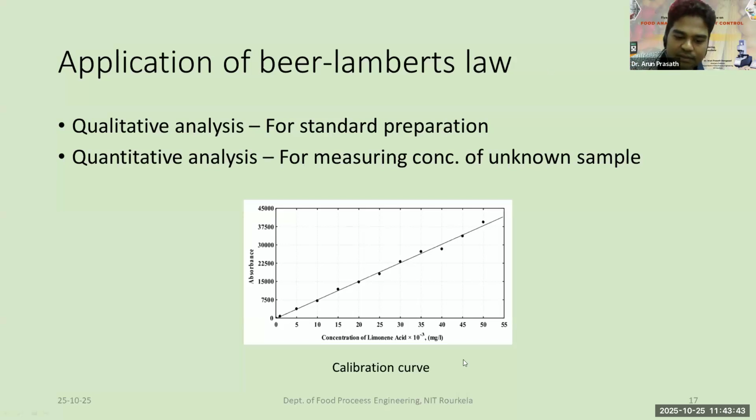So the absorbance increases with a constant increase in the concentration. Here the linoleic acid concentration is given on the x-axis and the absorbance on the y-axis. You can see the increase in concentration with respect to the increase in the absorbance value.